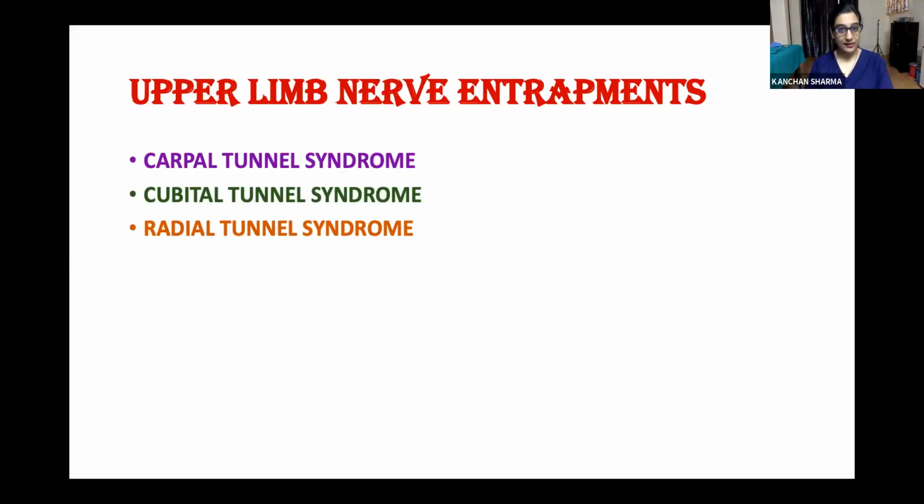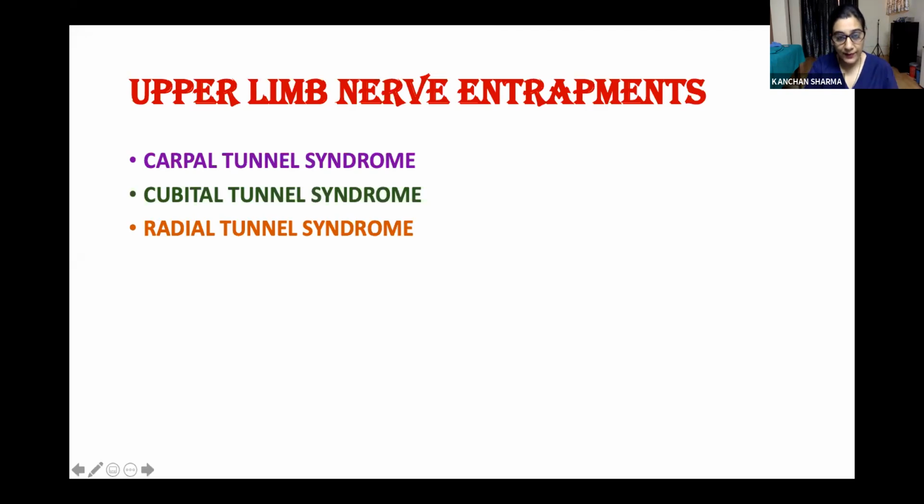Okay, let me repeat once again. Today I'll be talking about three tunnel syndromes in the upper limb, and then I'll be discussing some of the not very common, but yes, the entrapment neuropathies of the lower limb. In the upper limb, you must be very thorough with your carpal tunnel syndrome, because this is the one syndrome which you will be seeing very often as a primary care pain physician. So you should have a thorough knowledge.